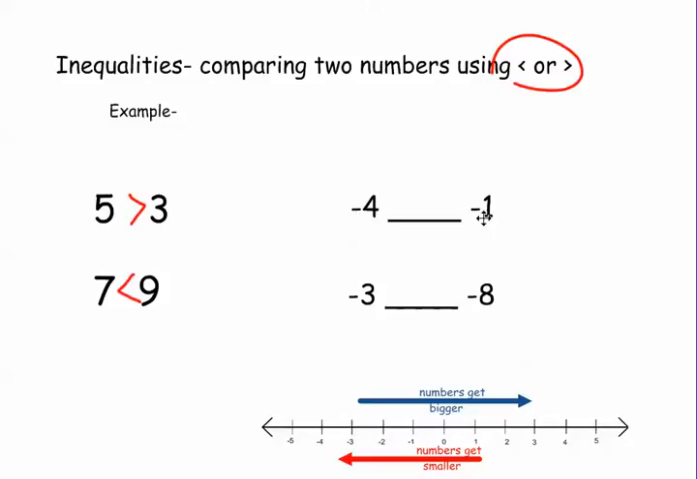So if I have a -4 and a -1, look where -4 is and -1 is. Remember, the furthest it is to the left, the smaller it is. So that means -4 is less than -1. Let's try the next one. If I have -3 and -8, which is going to be about right there, -8 is the smaller one, right? So that means -3 is greater than -8.